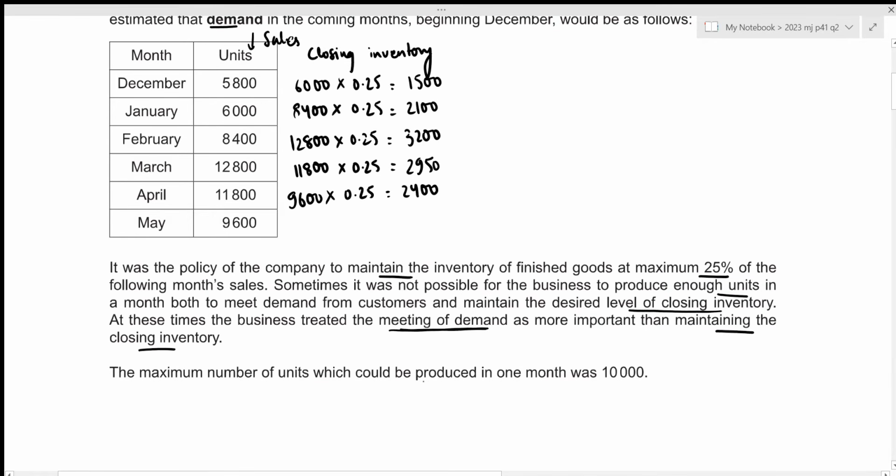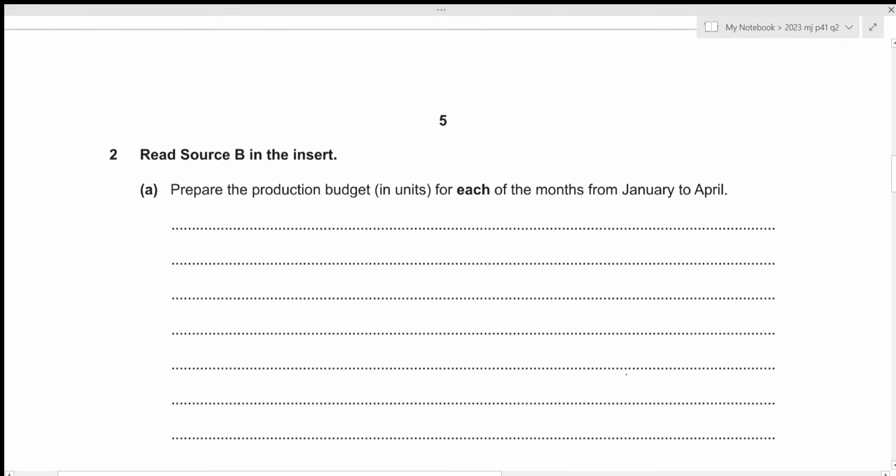Now, the maximum number of units which could be produced in 1 month was 10,000. So this is our limiting value for production. Now, for the first part of this question, we need to prepare the production budget in units for each of the months from January to April.